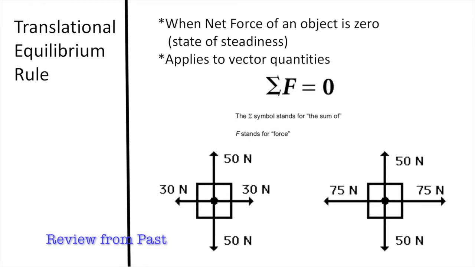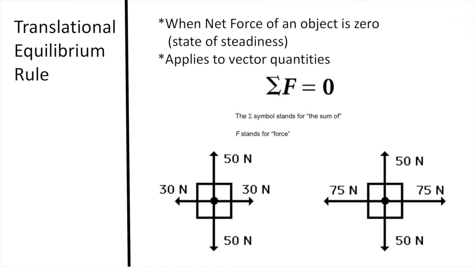There is a rule: when the net force on an object is 0, we call this the state of equilibrium, and it applies to vector quantities. So it is denoted by sigma F equals 0. The sigma symbol stands for the sum of, and F stands for force.